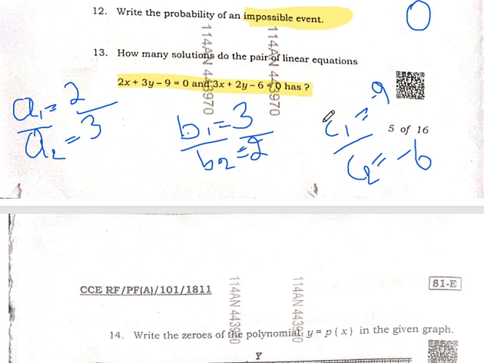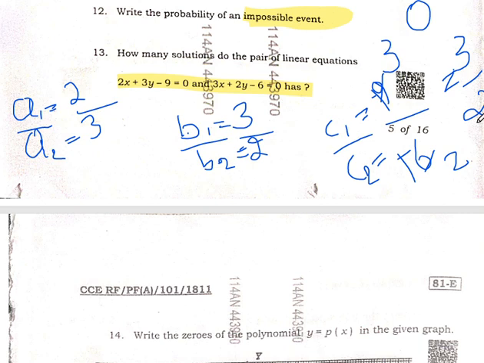You should write it in a separate line. C1 by C2 is equal to minus 9 by minus 6. Here the minus signs cancel. Dividing by 3, 2 threes are 6 and 3 threes are 9. So how much do you get here? 3 by 2. So the C1 by C2 value is 3 by 2.